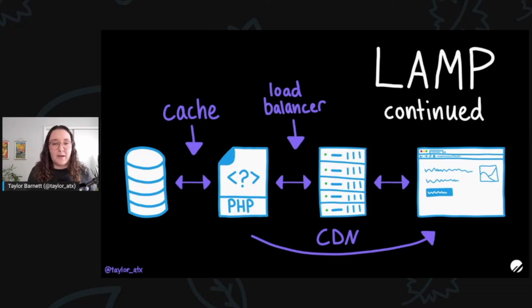We added in load balancers so that we weren't overloading the server. We needed to scale, and we had reliability issues, and just things became more complex. We're having to maintain more. We have to worry about security. There was just a lot of things going on there.